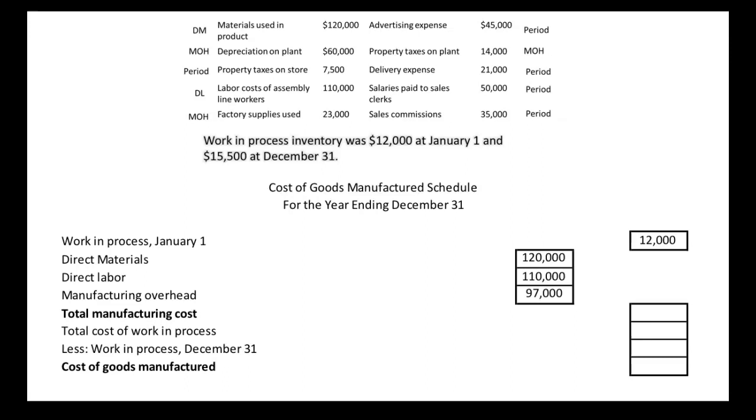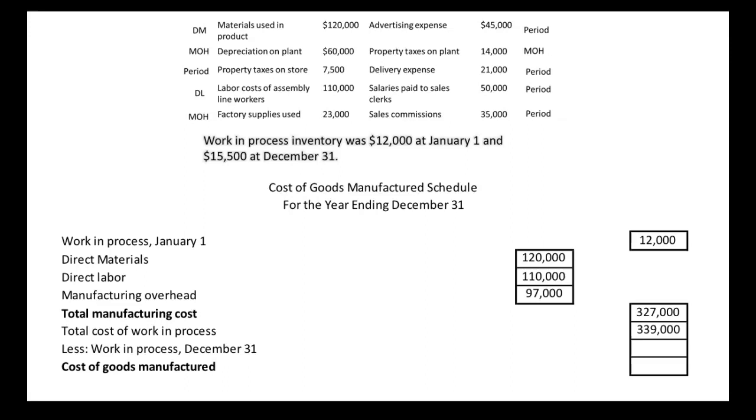Now your total manufacturing cost will be your 3 product costs added up. So direct materials plus direct labor plus manufacturing overhead. So that will give us $327,000. Now your total cost of work in process will be your beginning work in process plus your manufacturing costs. So that comes out to be $339,000.